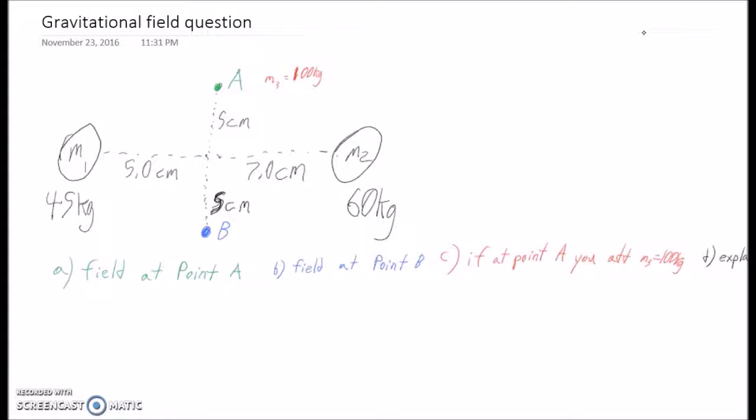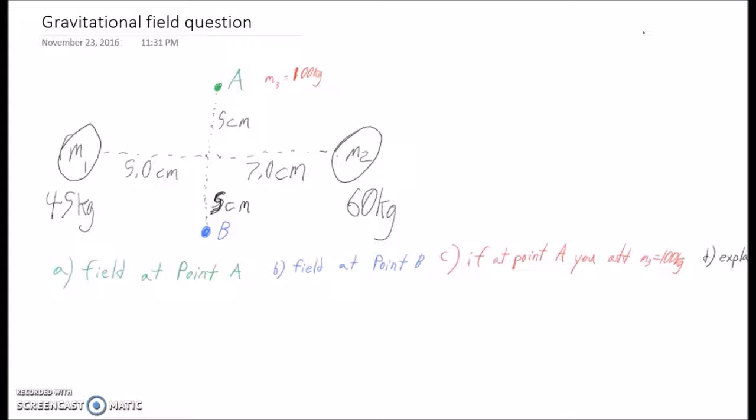Hello, today we're going to look at a gravitational field question. This is also similar to gravitational forces, and it's going to have a gravitational force. We're just going to look at it briefly in part C as well. Okay, so gravitational field at point A.